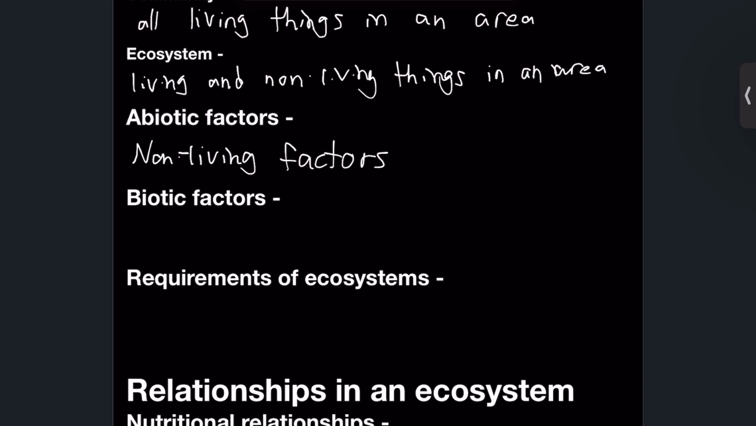Now, the second one are biotic factors, and your biotic factors are all your living things. So all your living things in an ecosystem, including plants, animals, other bacteria, those are all examples of biotic factors. And the combination of both biotic and abiotic factors forms the larger ecosystem.